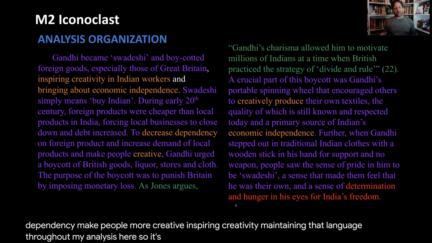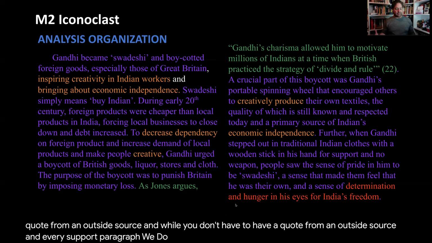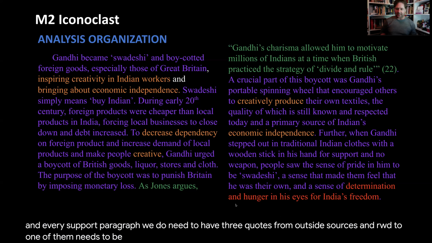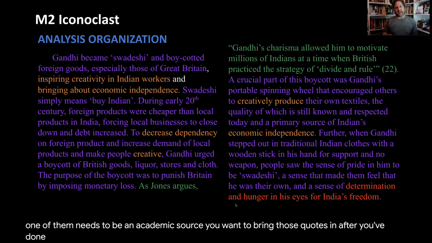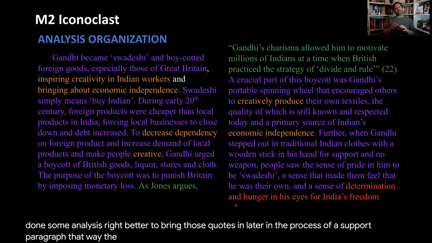So it's structured clearly. The stuff that's in green here is obviously the quote from an outside source. And while you don't have to have a quote from an outside source in every support paragraph, we do need to have three quotes from outside sources in our WD2. One of them needs to be an academic source. You want to bring those quotes in after you've done some analysis. It's better to bring those quotes in later in the process of a support paragraph. That way the quote serves to back your ideas up.